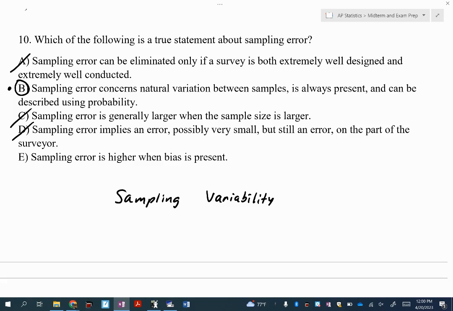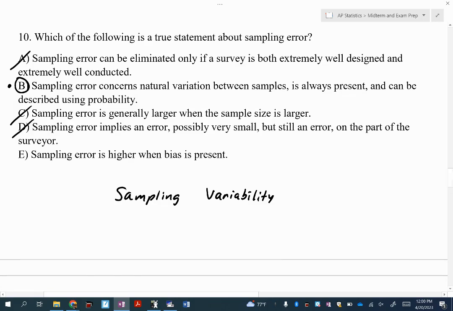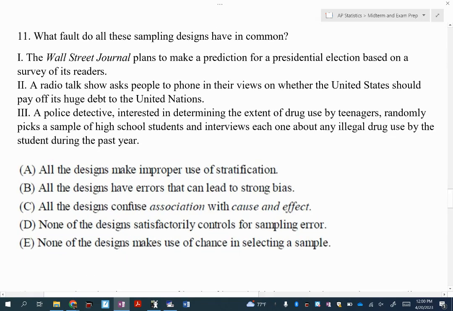The only time I've ever heard on the AP exam dealing with bias is like saying, if you notice there's bias, what should you do? And you should just start over. Yeah. But you really can't. Once you see it, it's gone. It's over. All right, number 11.